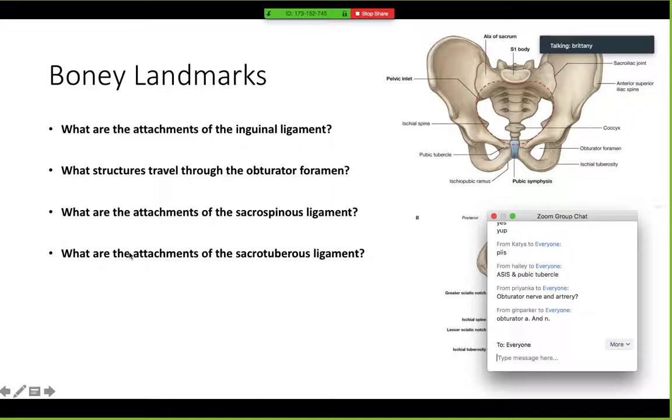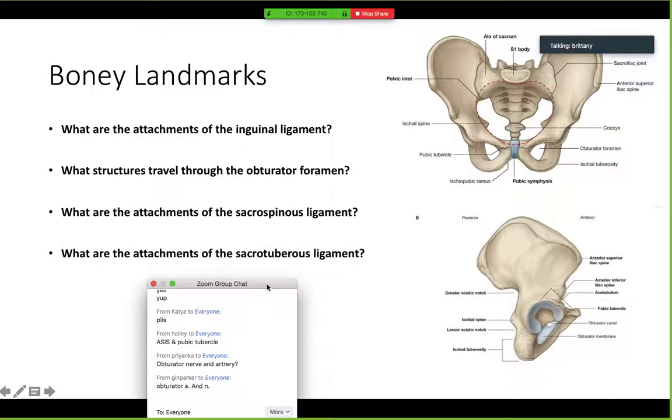Correct, obturator nerve and artery. And then what are the attachments of the sacrospinous ligament? So sacrospinous ligament. Yes, the sacrum and the ischial spine.